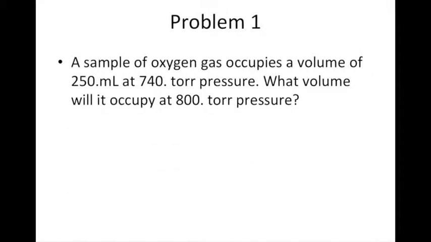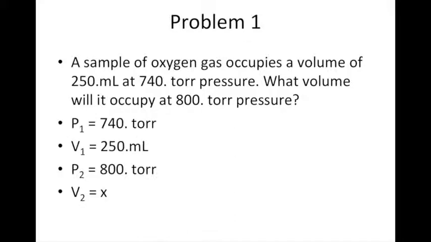So let's take a look at one such problem. If you would, pause the video and see if you can solve this problem using Boyle's Law. Okay, so the first thing I would recommend is to write down which variables we know and which ones we don't know. In this case, we're given our initial pressure, P1, our initial volume, V1, our final pressure, P2, but we don't know our final volume.